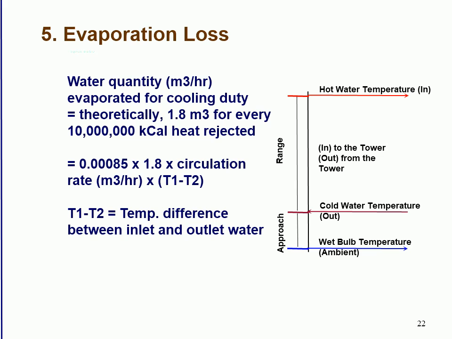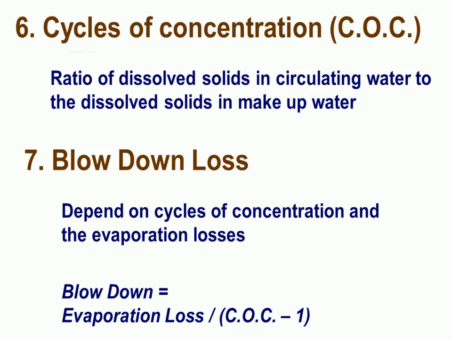The following formula can be used: Perry's. Evaporation loss, meter cube per hour, equals 0.00085 x 1.8 x circulation rate, meter cube per hour, x (T1 - T2). T1 - T2 equals temperature difference between inlet and outlet water. Cycles of concentration, C.O.C, is the ratio of dissolved solids in circulating water to the dissolved solids in makeup water.